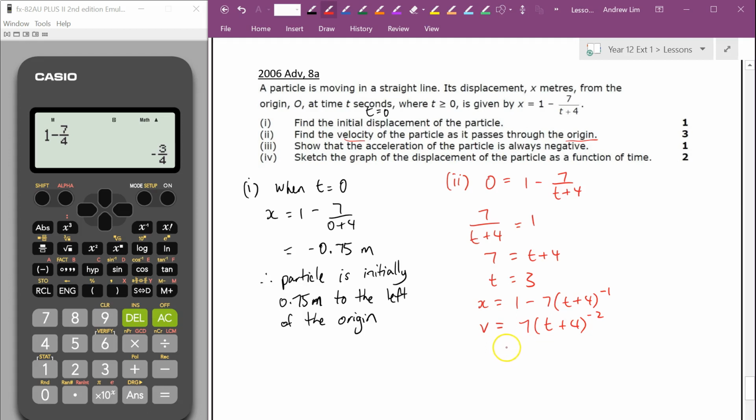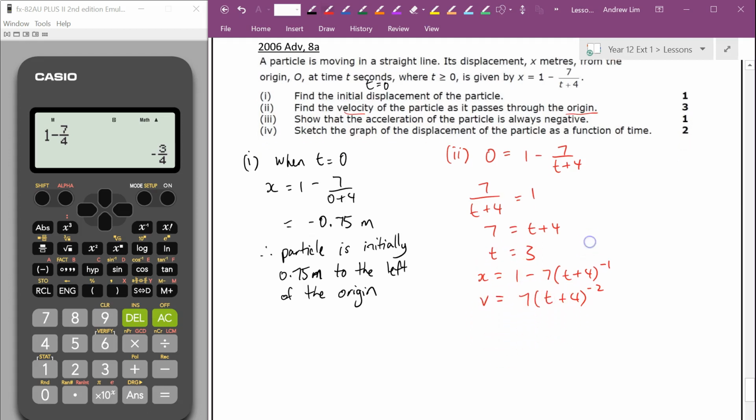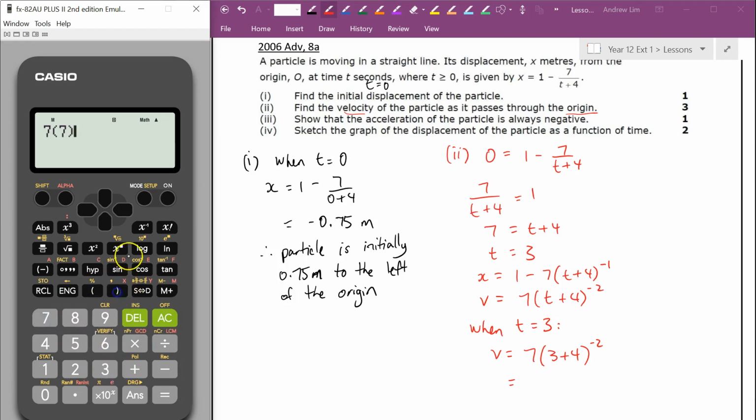And so now, when t is equal to 3, we can sub it into the velocity function. So when t is equal to 3, velocity is equal to 7 times (3 plus 4) to the power of negative 2. Three plus 4 is just 7, which is equal to 1/7. So the velocity is 1 over 7. Make sure you put your units, meters per second.